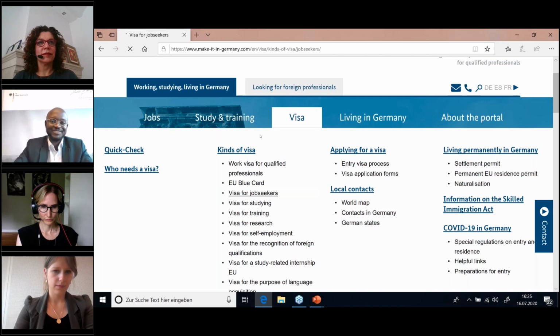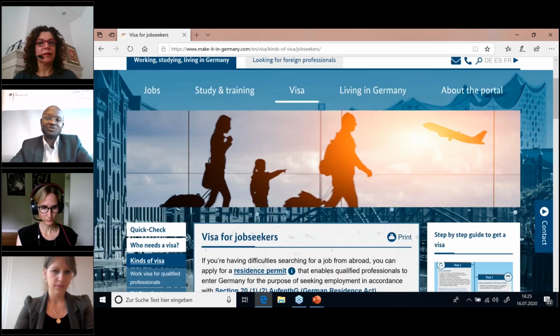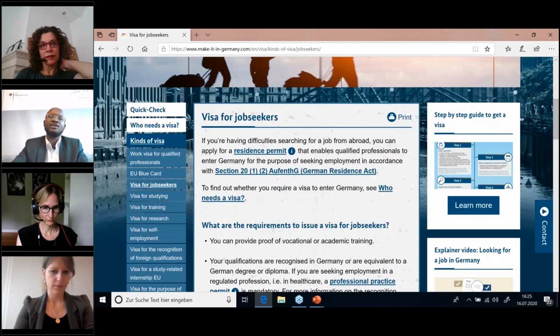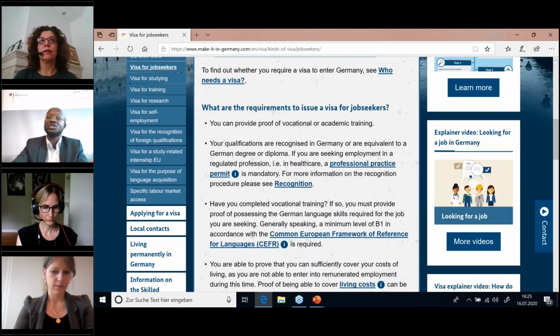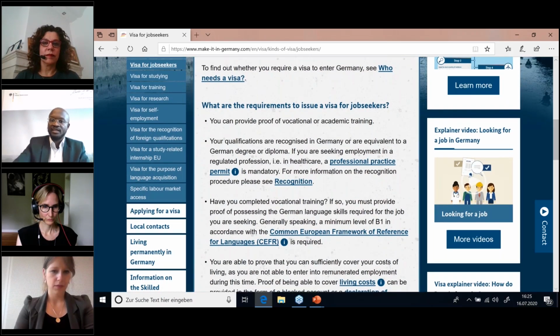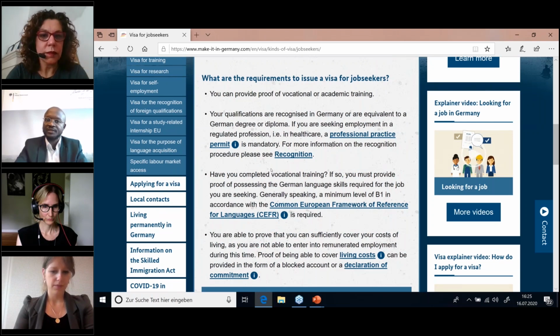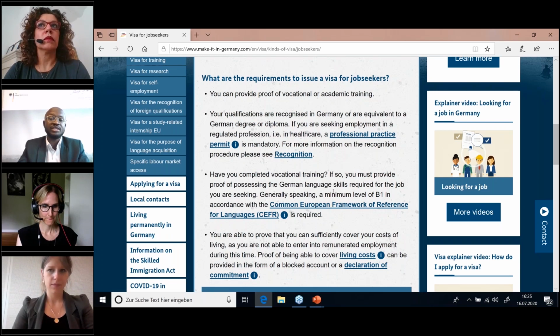If I go to the part on visas on Make It in Germany, you see here the different kinds of visa. For example, I will take the visa for job seekers. Now, for the visa for job seekers, you can see what the requirements are to issue a visa for job seekers. Here we have information: if you have completed vocational training, we are telling you you need B1.